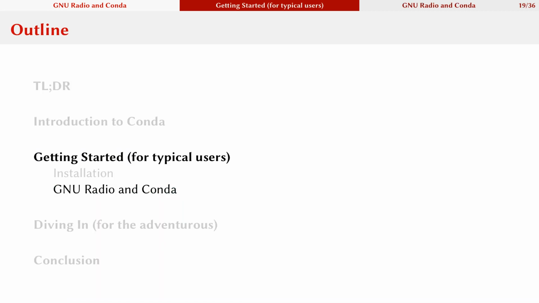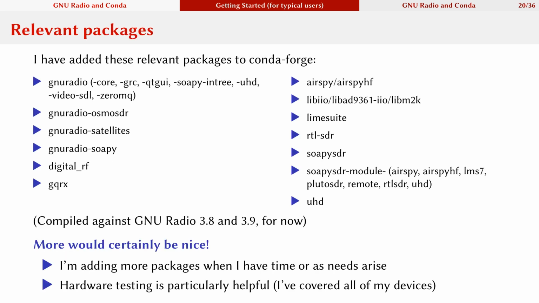So what about GNU Radio in particular? How do you get started using that with conda? Well, these are all the packages that I have added so far to conda-forge. That includes GNU Radio, which I broke up into a few of its component pieces, so that you don't have to install all those dependencies at once if you don't want to. There's also some out-of-tree packages, gr-osmosdr, gr-satellites, and gr-soapy before it came in-tree. Then there's Digital RF, which is a package I maintain for MIT Haystack Observatory for recording and storing data. And there's GQRX for exploring the spectrum.